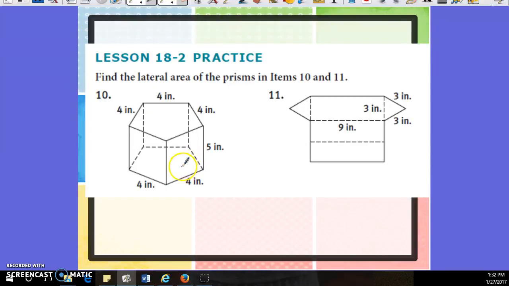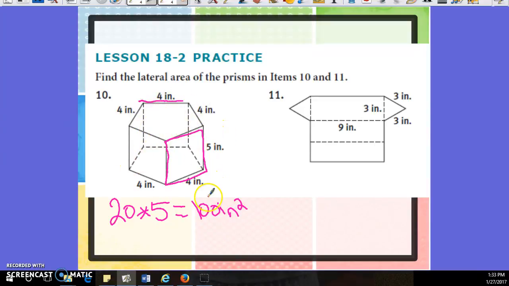All right. For these two, you have to find the lateral area of the prisms in items 10 and 11. So this would be the lateral side. So you could do 4 times 5, which is 20. And there are 1, 2, 3, 4, 5 sides. That gives you 100 inches squared. Or you could do perimeter, which is 4, and there are 5 sides. So 4 times 5, that's still 20, and the height is 5, and you would get 100 inches squared as well.